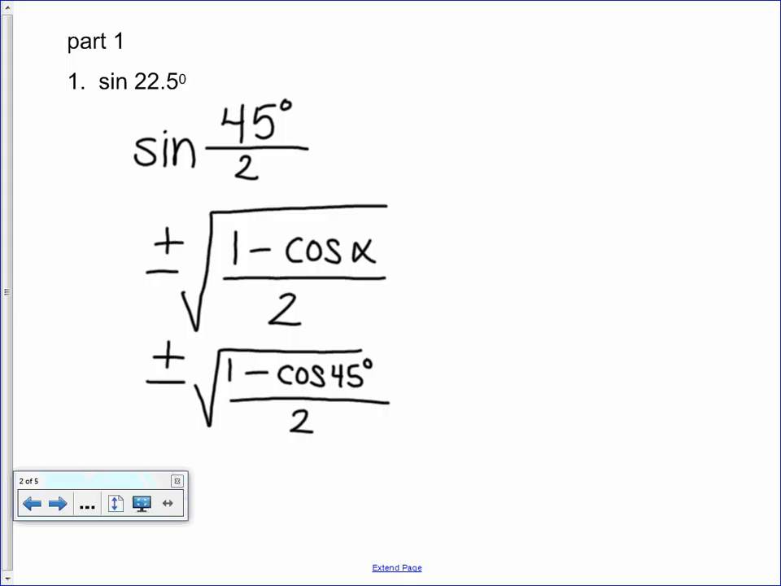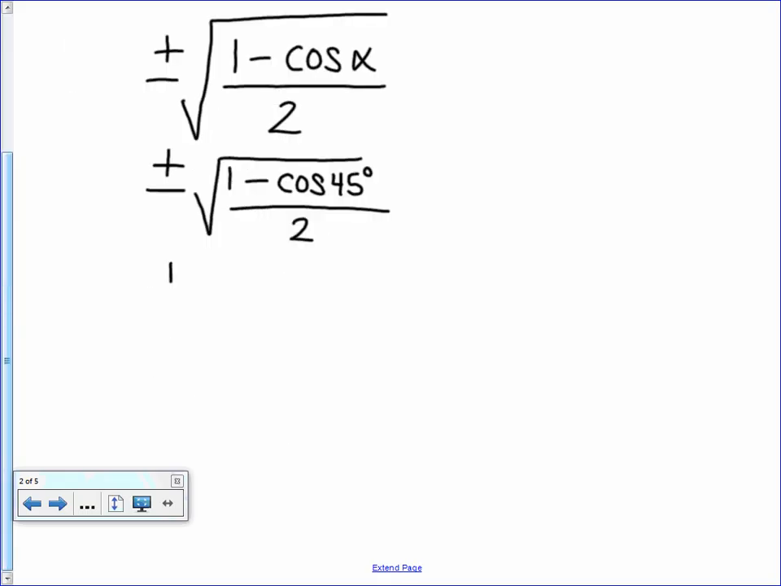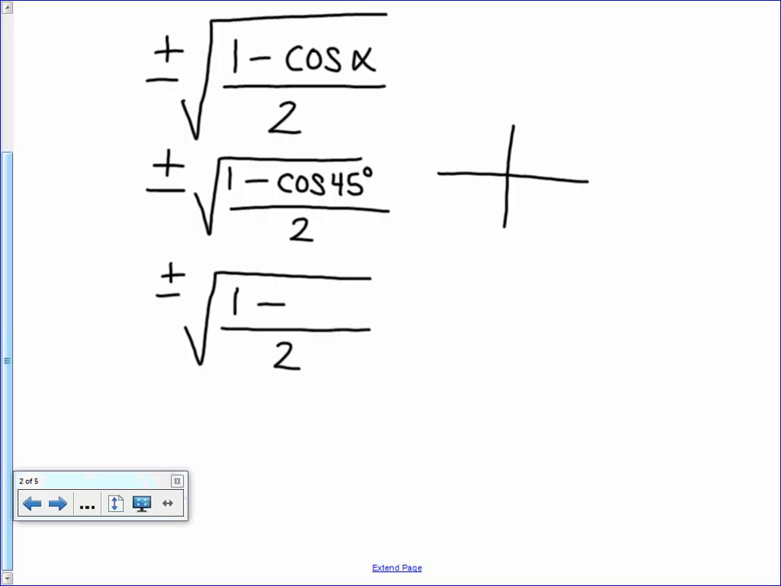Now comes the simplifying part, common denominators and all this fun stuff. Plus or minus the square root of 1 minus something over 2. We need to know what the cosine of 45 degrees is. Some of you know because you're getting better and better. Some of you need to go over here and make a 45-degree triangle and label it 1, 1, square root of 2 and figure out what the cosine is.